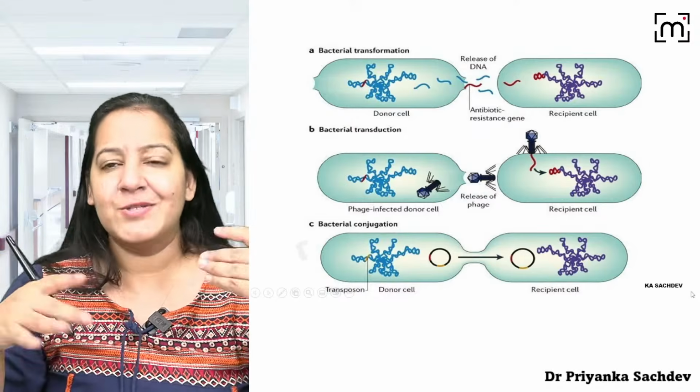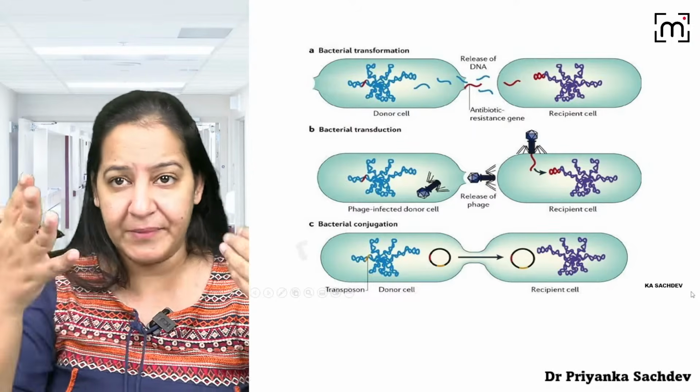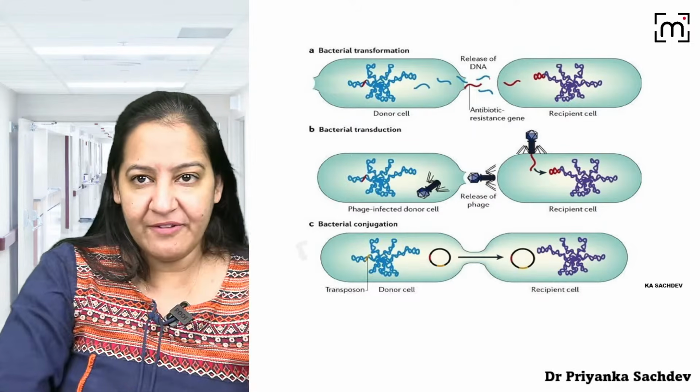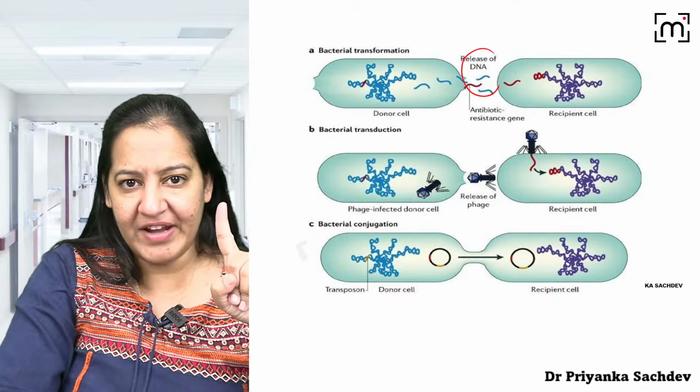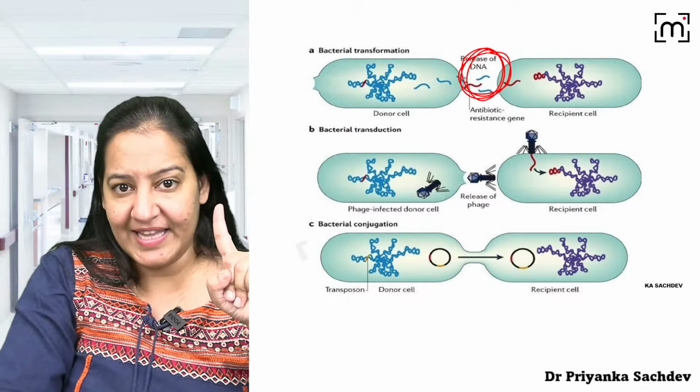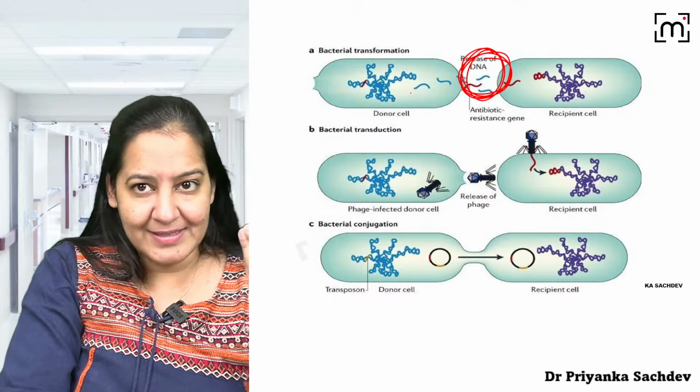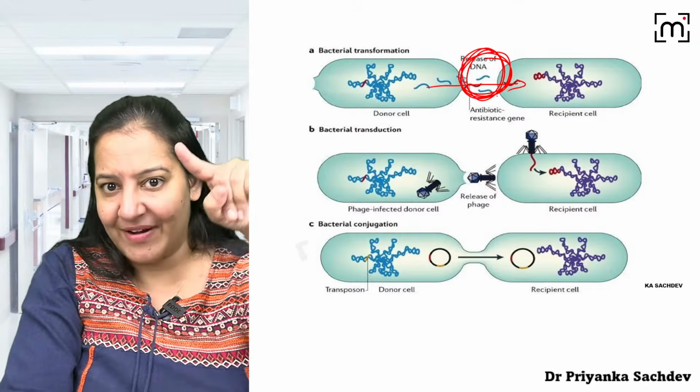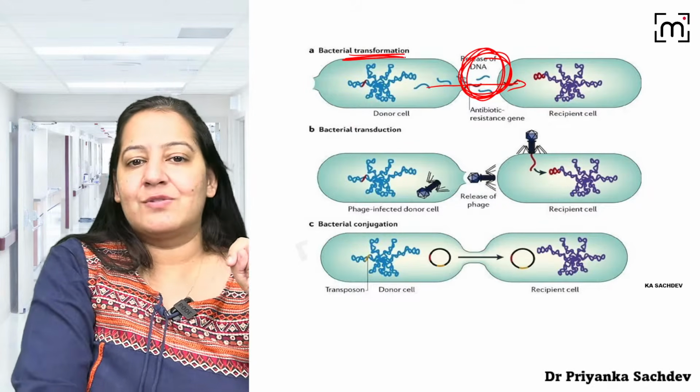Out of the 4, lysogenic conversion is not really very important. The remaining 3 are shown here. Can you see the first diagram? Here free DNA is coming. See the naked DNA. The first bacteria is ruptured. The naked DNA is entering the second one. So this method is transformation.